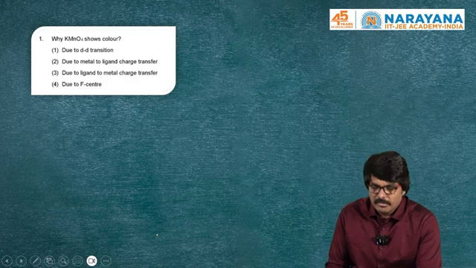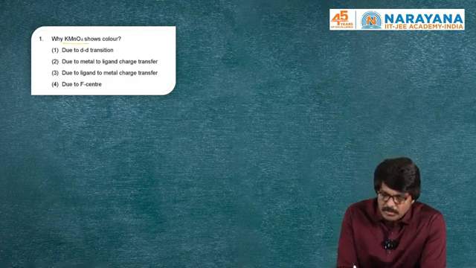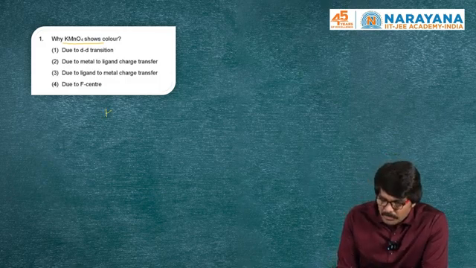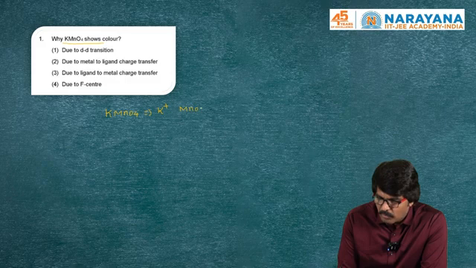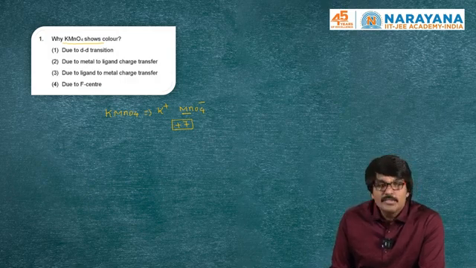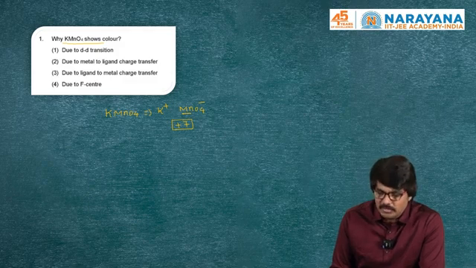So here is the first question. The question says, why does potassium permanganate show color? Particularly he is asking the reason for the color of potassium permanganate. If you see KMnO4, this is potassium permanganate, and it consists of K+ and MnO4- ions. The oxidation state of manganese is +7, which means there are no d electrons in manganese, and the color is due to d-d transitions.